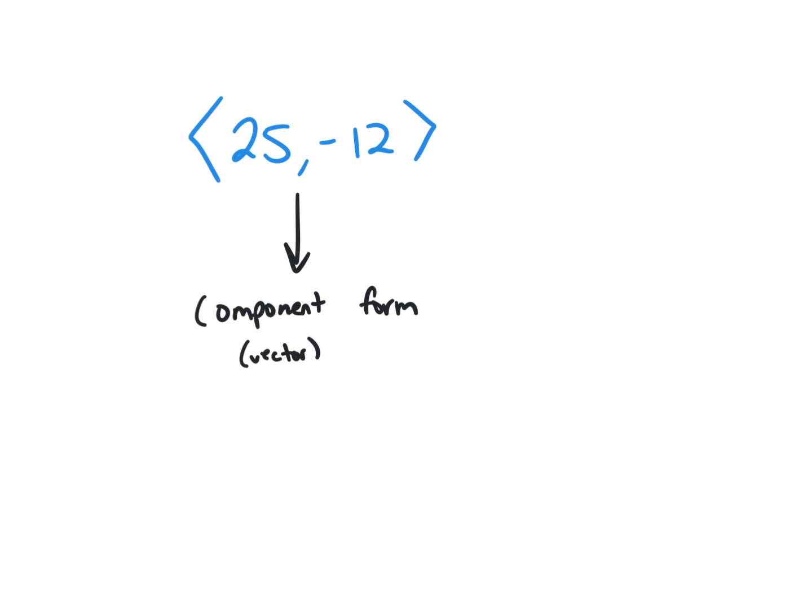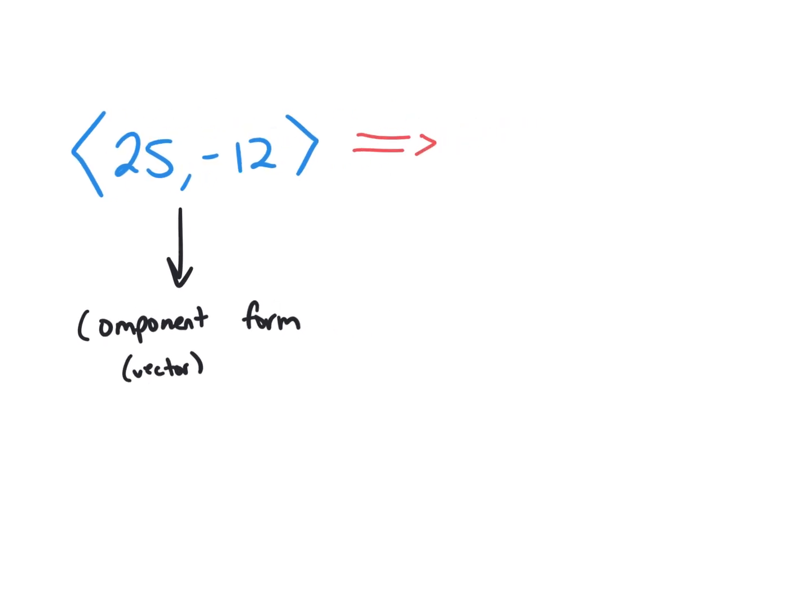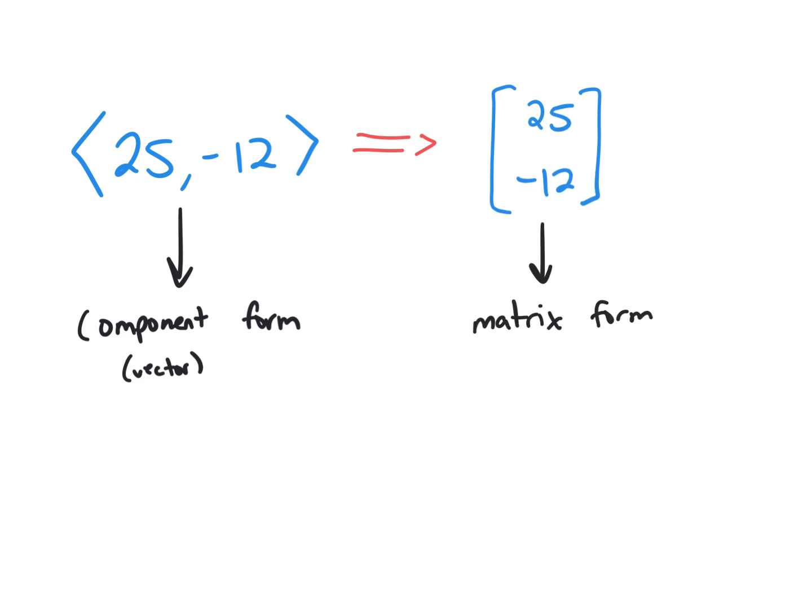Okay, I can transform this to a matrix form. What happens? X goes on top, Y goes on the bottom. That is the matrix form. Okay, and then vice versa. If I wanted to go backwards, I can put that in vector form.